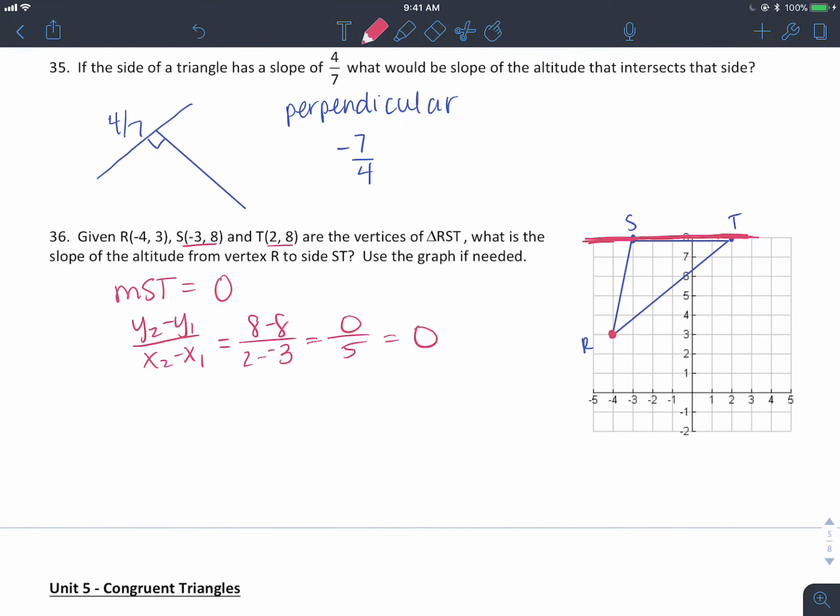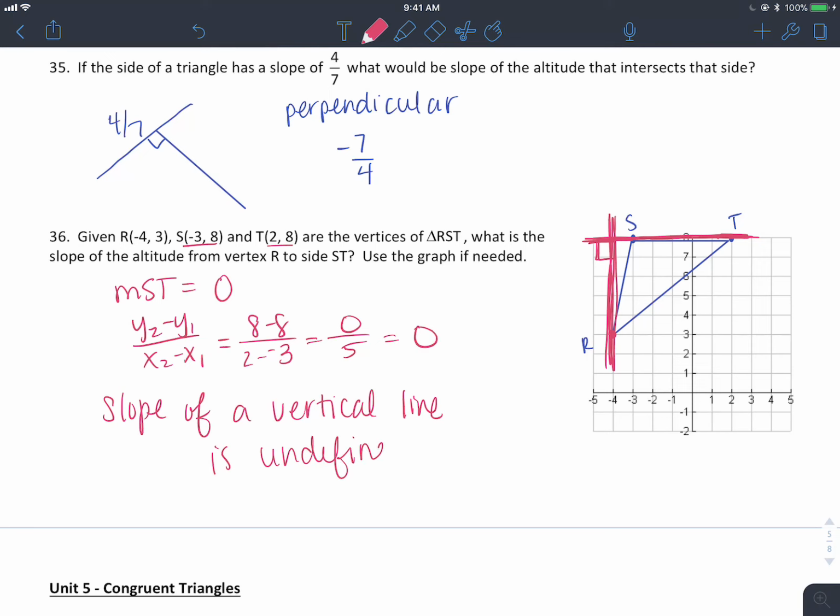So then R, to be perpendicular to ST, is just going to have to be a vertical line. And the slope of a vertical line is undefined. So the slope of our altitude would be undefined. And that is it for our Unit 4.